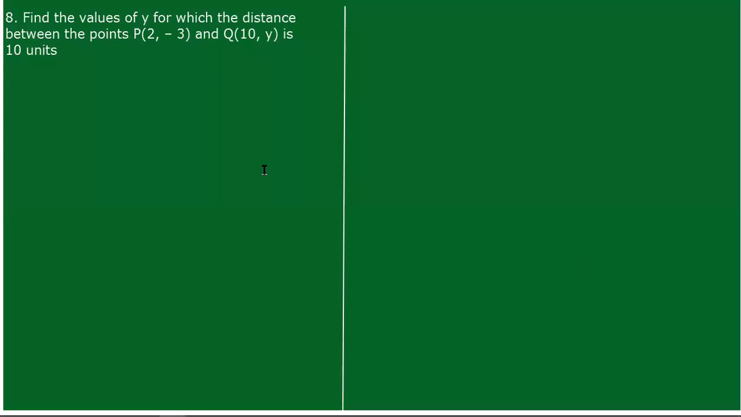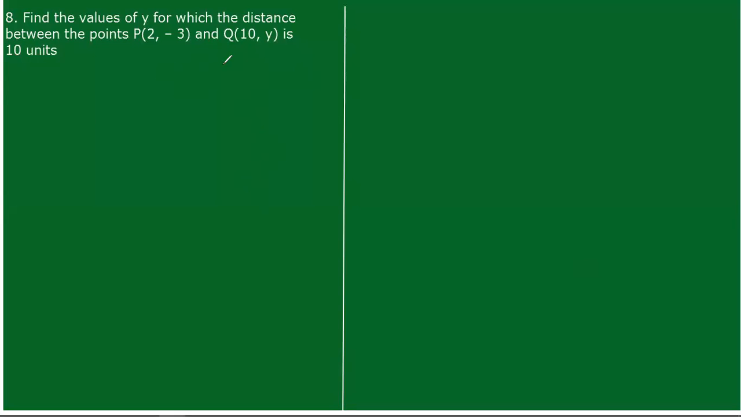Hi students, we will discuss the eighth one. The question is, find the values of y for which the distance between the points P (2, -3) and Q (10, y) is 10 units. So there we have two points, and the distance between the two points is 10 units.